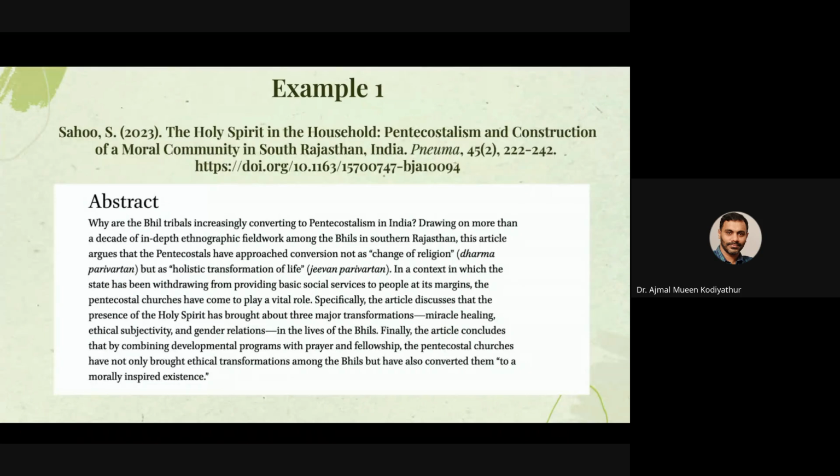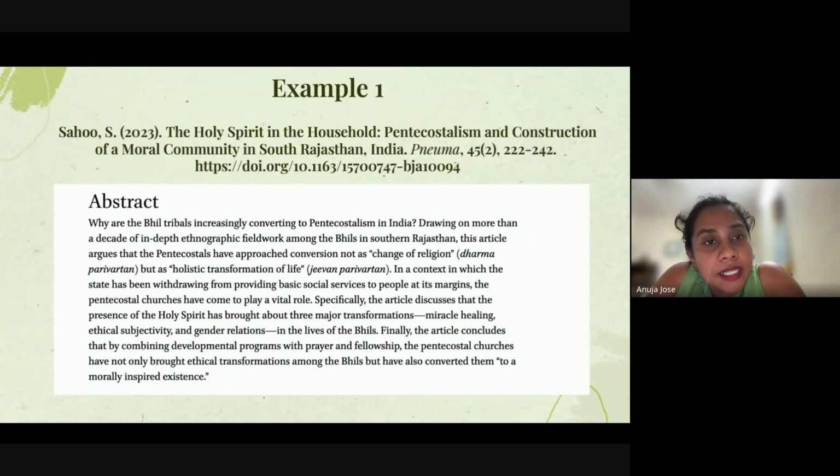Thank you. Okay, this is basically a study that was conducted in South Rajasthan on Pentecostalism and the construction of a moral community in South Rajasthan. Now I've just taken the abstract and nothing else. And those of you who are interested can go read the article. It should be available. You can write to the author as well. Now, we will read the abstract together. After reading the abstract, I will bring your attention to 3 major things that you need to keep in mind when you're starting off with writing an abstract.